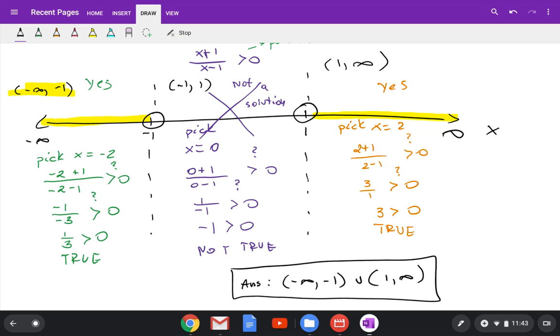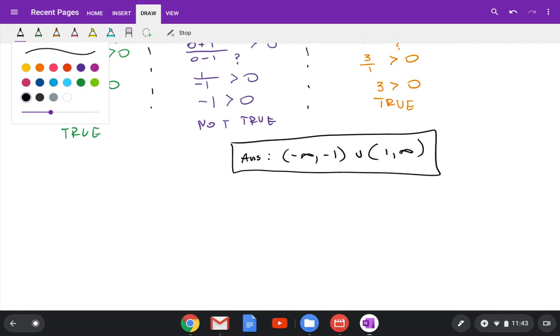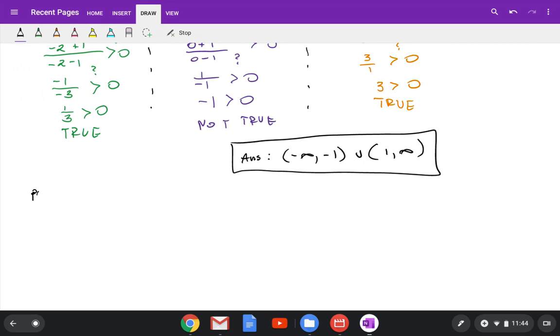They suggest 39, so let's do 39. So I'm going back to the textbook. One more example. This is page 373, number 39. One more, so that will be the last example. We need to solve a rational inequality.